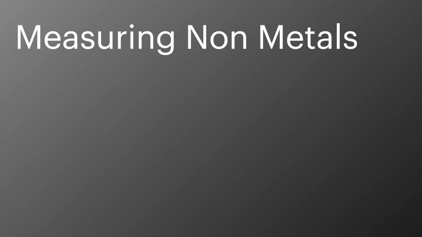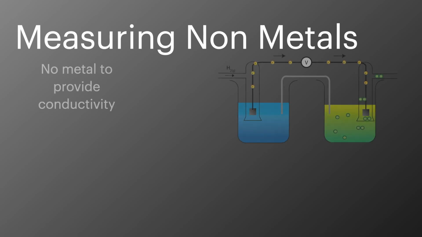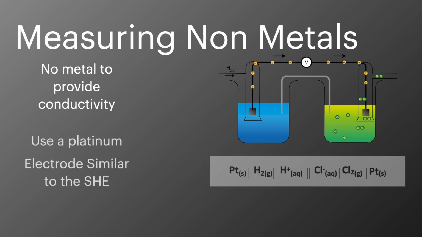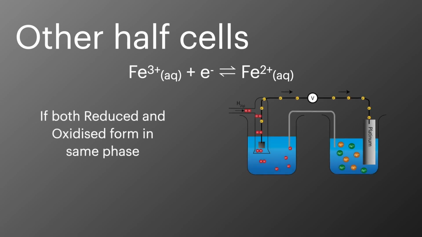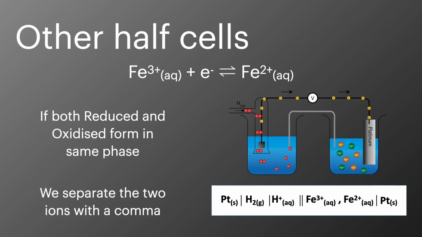Measuring the electrode potential of a non-metal is a little bit more complicated. There's no metal which will conduct the electrons into the circuit. So for this, we use a platinum electrode, similar to when we use a standard hydrogen electrode. Also, with non-metals which are gases, we use a similar setup where we bubble a gas over a solution of its ions. In some half cells, like with iron 3+ becoming iron 2+, both the reduced and the oxidized form are in the same phase. This makes it a little bit more complicated to draw out the electrochemical cell. We place a comma between the Fe3+ ion and the Fe2+ ion to show that they're separate ions, but they are there in the same phase.